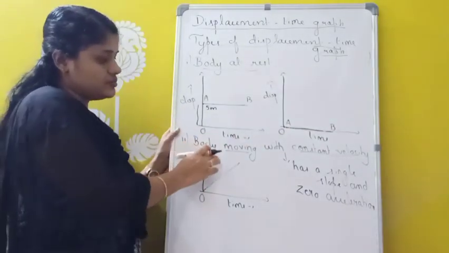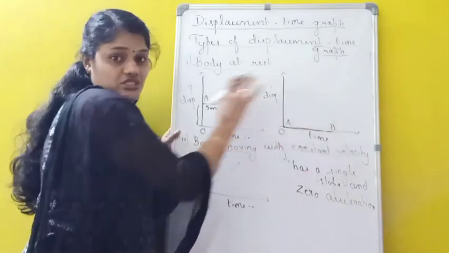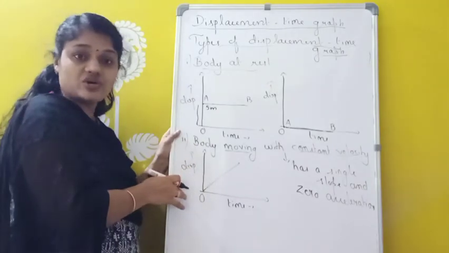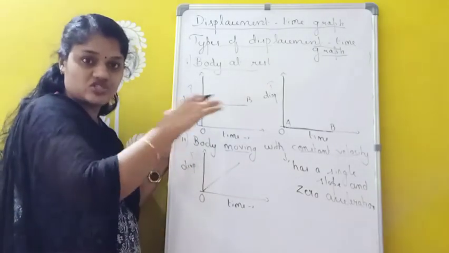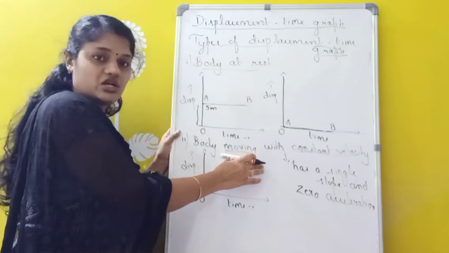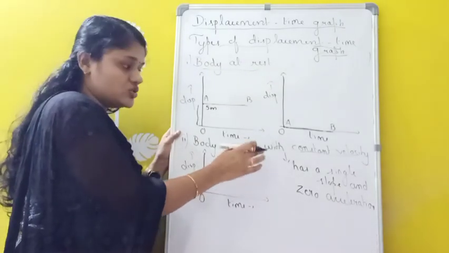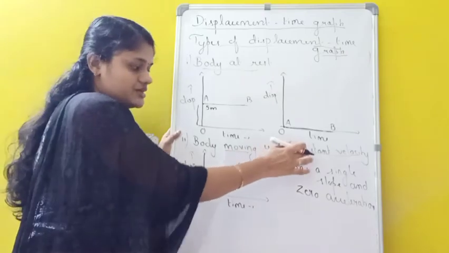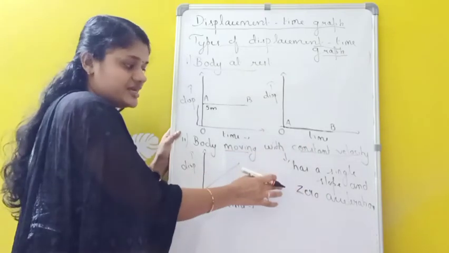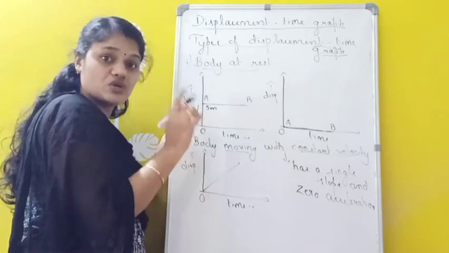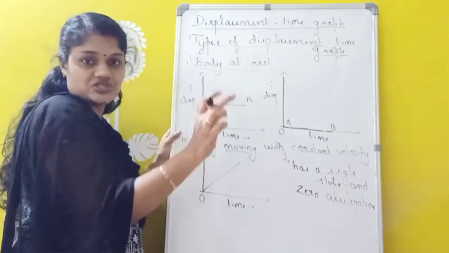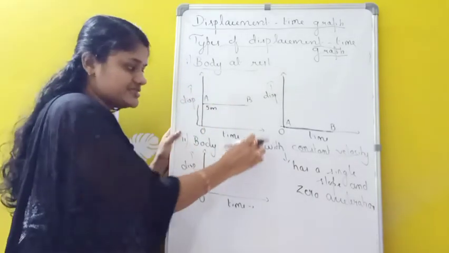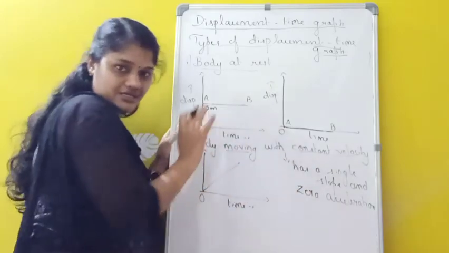The next one, body moving with a constant velocity. Suppose the body is moving with a constant velocity. Velocity is constant, so what about acceleration? 0. Only if there is a change in velocity, there may be acceleration. So velocity constant means acceleration is 0. In that case, the graph will have only one slope, because velocity is constant, it has only one value.